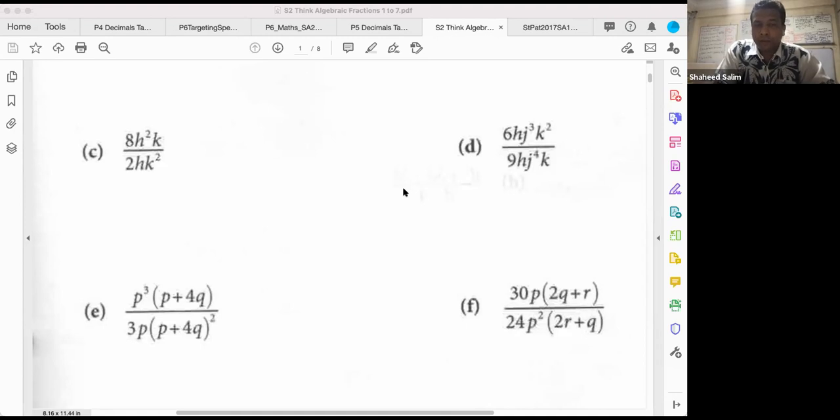Okay, Shafi, well done. But 6 and 9 can be divided by 3 somehow. 6 and 9 can be divided by 3, yeah? So make sure you get 2K over 3J. Ryan, you got 2K over 3J, right, Ryan? After you, okay, well done. So, Shafi, you should get this one. Okay, we move on to the next one.